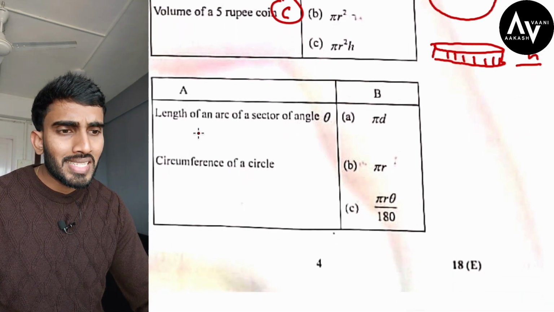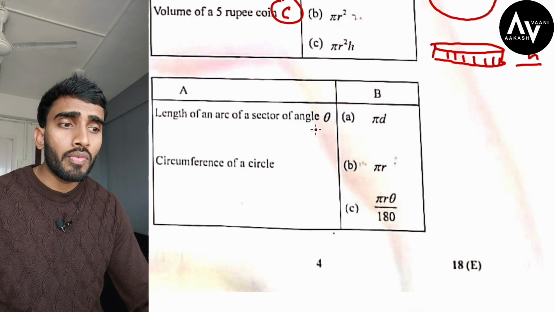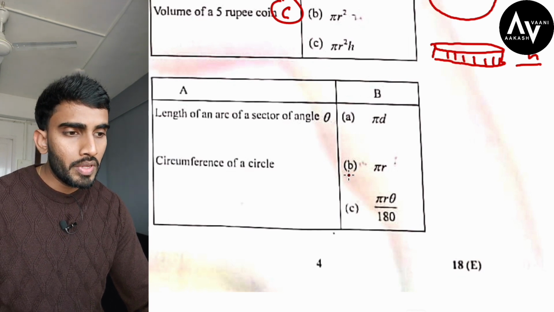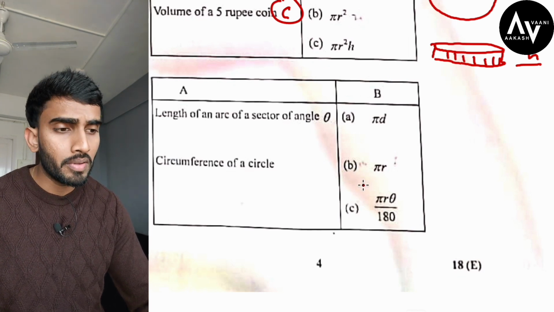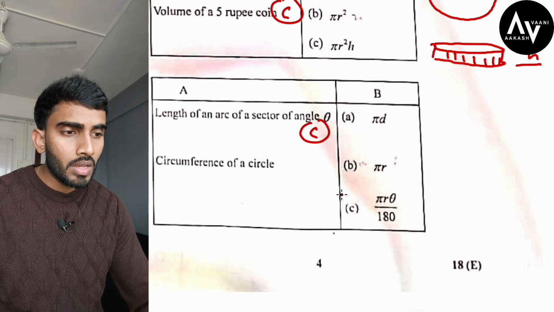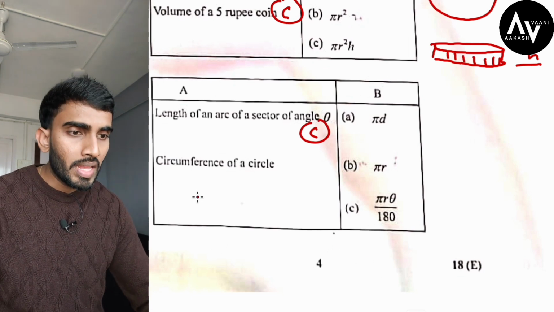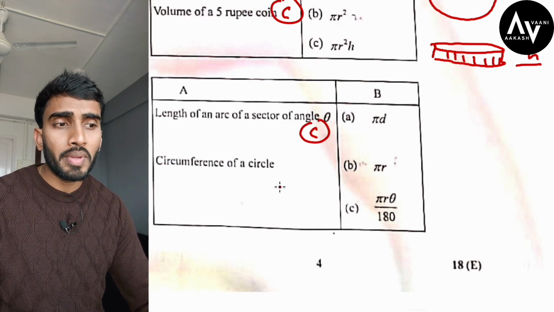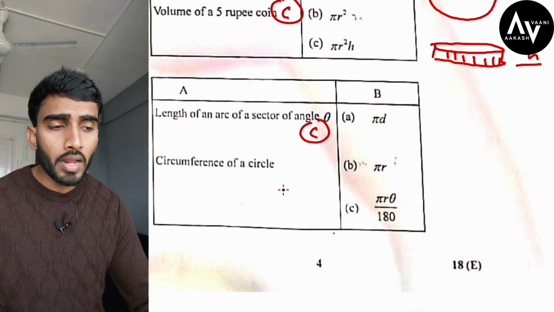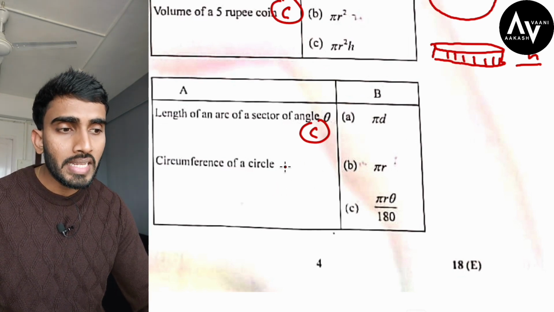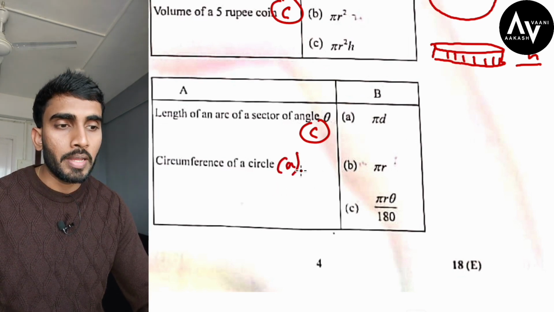Question 23 says the length of an arc of a sector of angle theta is, we know the formula is directly there in the chapter, which is C, pi r theta upon 180. And the circumference of a circle can be given by either 2 pi r, or the other formula is pi d, that is option A.